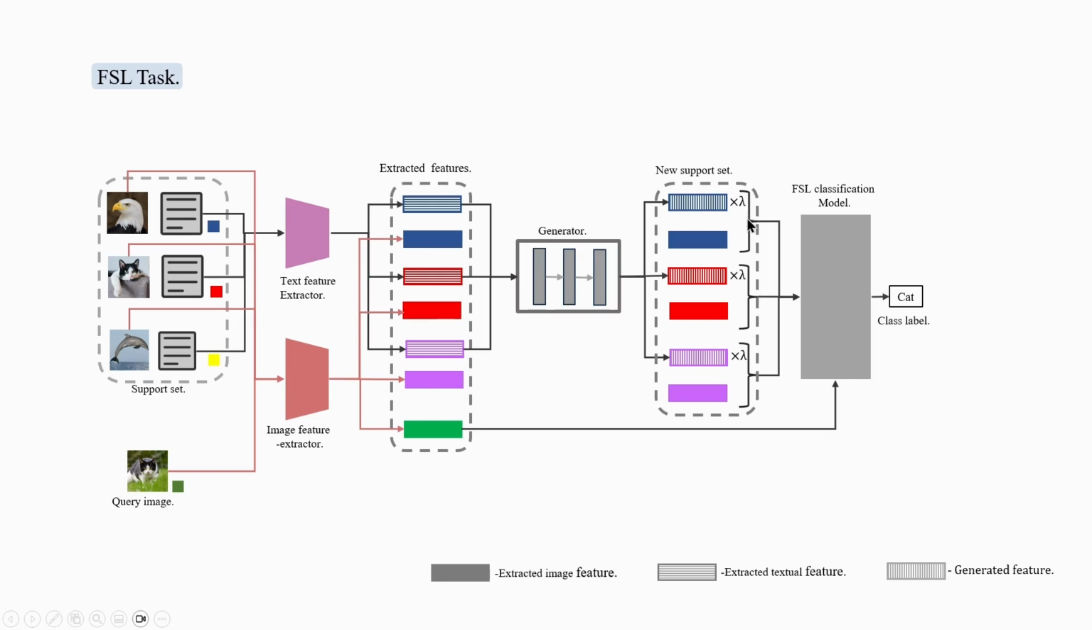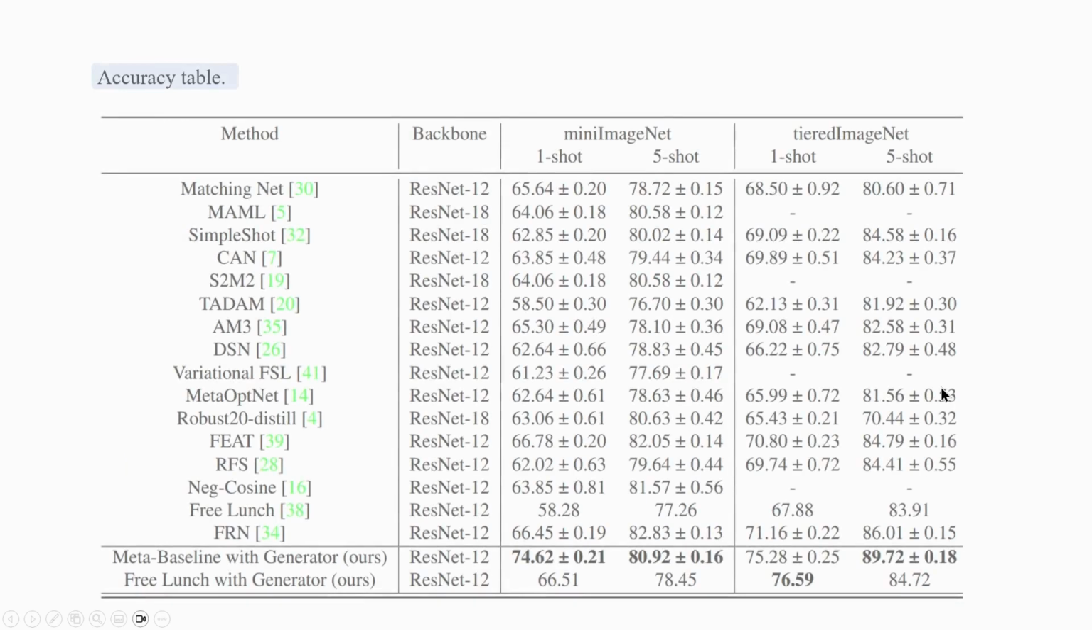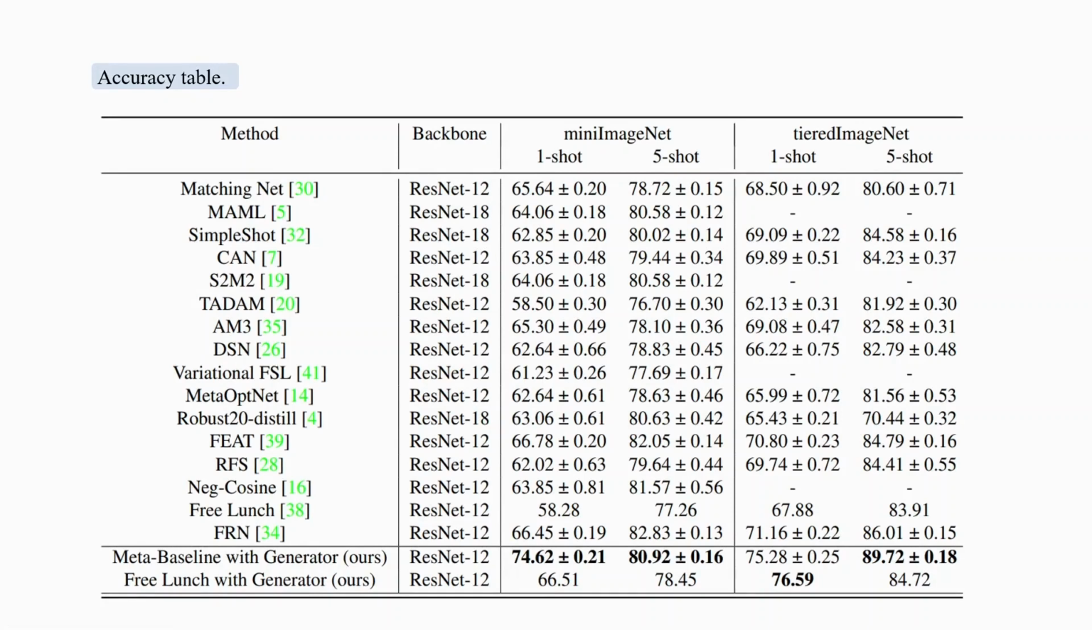Then by taking the lambda weighted mean, we get the final embedding for the support class. And we will use it for fusion prediction as we explained earlier in our video. From all of the above steps, we are able to beat the existing accuracies of some baseline papers.